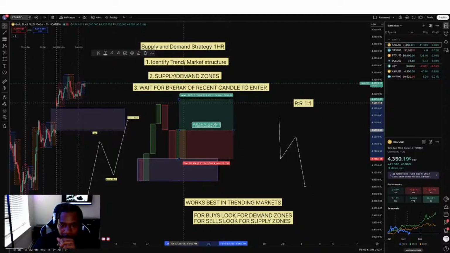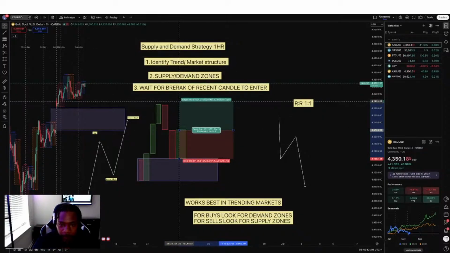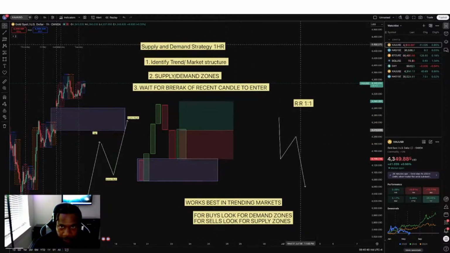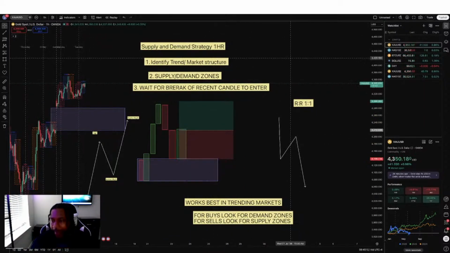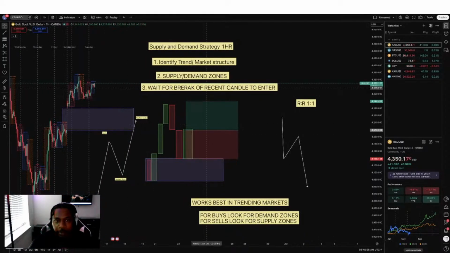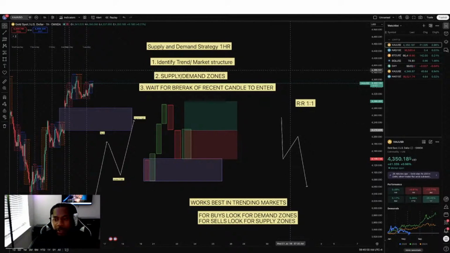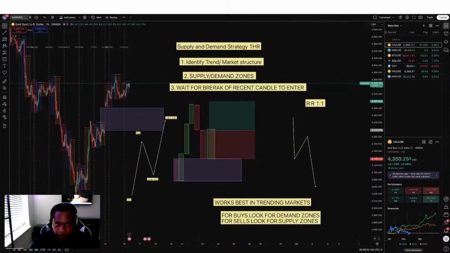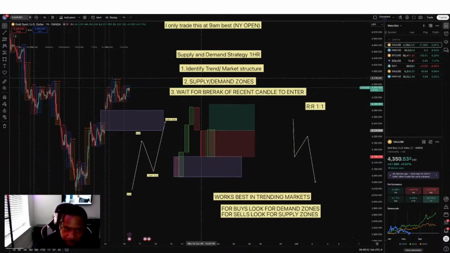One-on-one risk to reward. Boom. One-on-one, as you can see, risk to reward ratio. So if you guys don't know what this is, TradingView, where you can actually practice and not where you actually enter the trades. Where I trade, my broker is Genesis FX, and you basically connect it to a platform called Trade Locker.